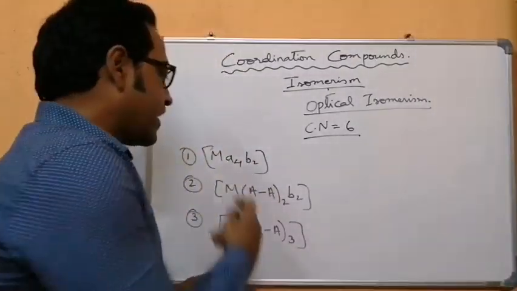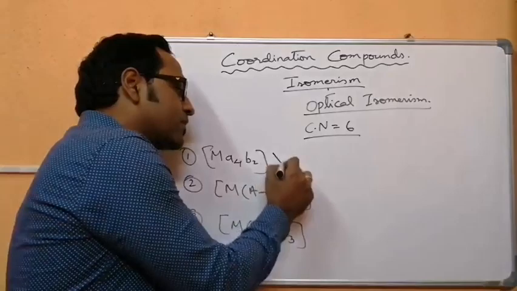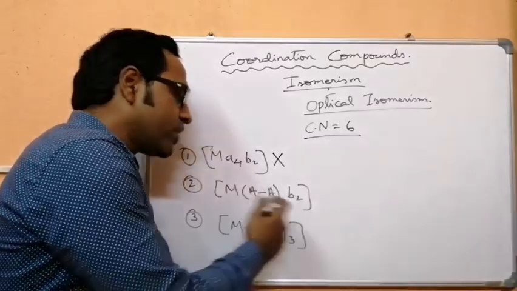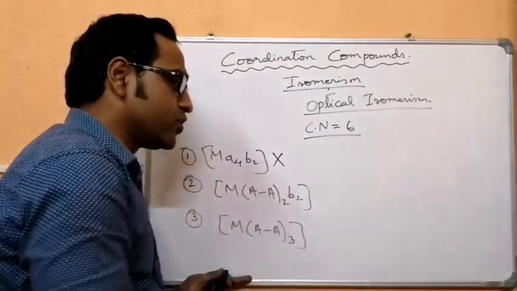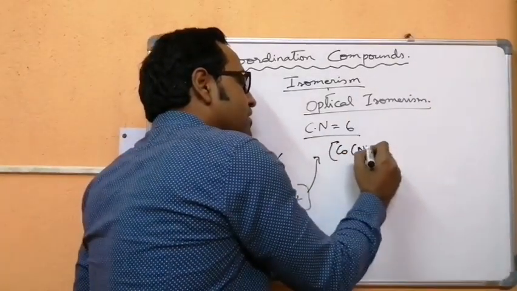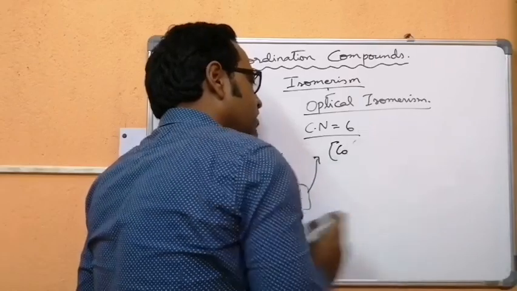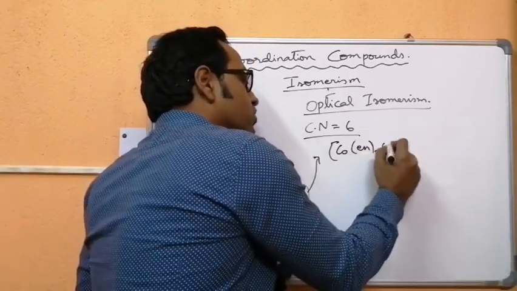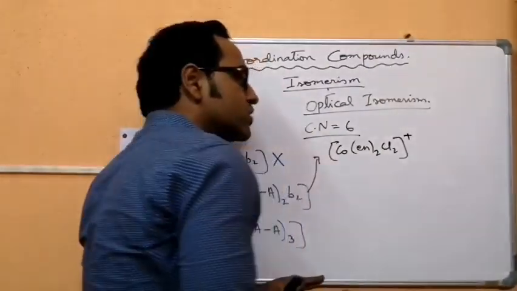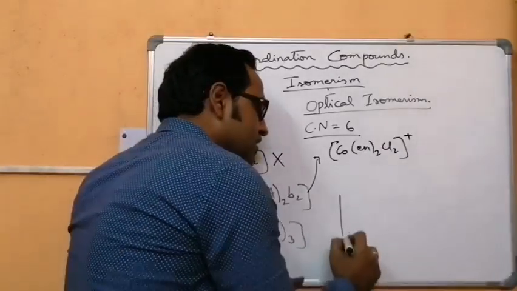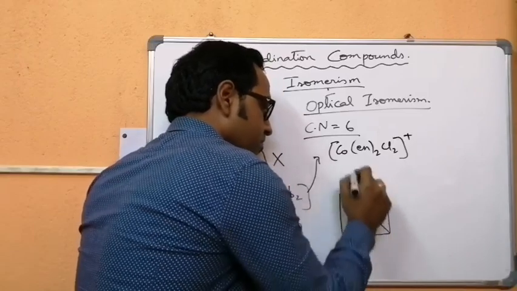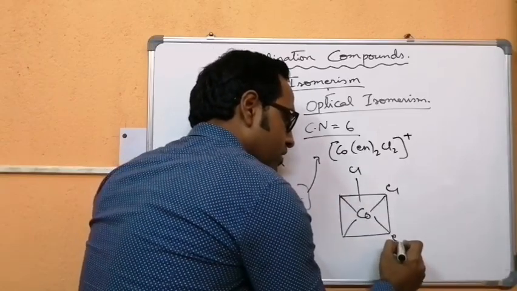So we have seen that MA4B2 is optically inactive, whether it is the cis isomer or the trans isomer. So we will move on to the next one, that is MAA whole 2 B2. Now this MAA whole 2 B2 type compound is Co(en)2Cl2+. Now we will first draw the cis isomer. Co, 2 chlorine, en.